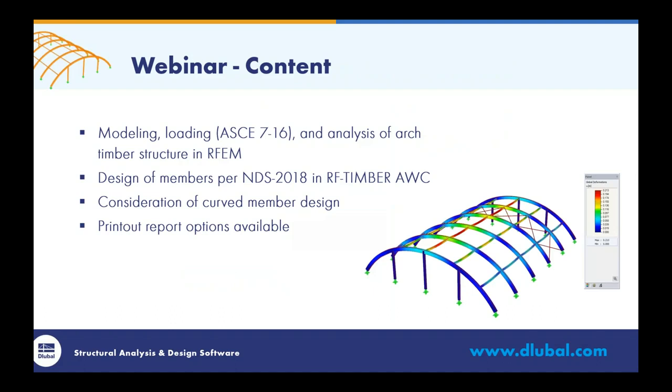So regarding the content for the next hour today, we'll be taking a detailed look at the modeling and loading per the ASCE 7-2016 and a full analysis of an arch timber structure in RFEM. I'll also be covering quite a few of these AutoCAD-like features during the modeling process. Then we'll get into the design of the members per the NDS standard, and we do have the latest 2018 implemented in our add-on module RF-TIMBER AWC. I'll further go into consideration of curved member design and how exactly the NDS addresses this. And finally, we'll touch on printout report options available within our program for our calculation and design results.